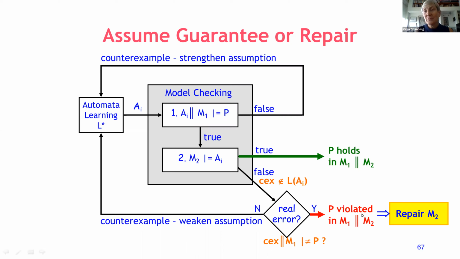Yeah. Can you just say a little bit about the automata type of A? Is that a deterministic automaton or? Yes, it's deterministic and it's complete.